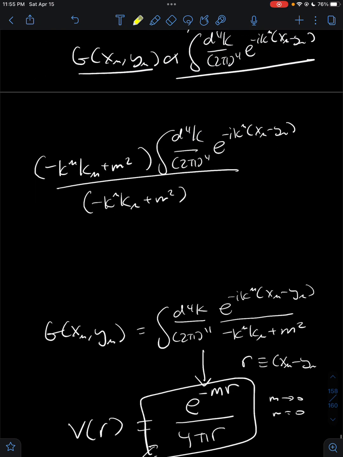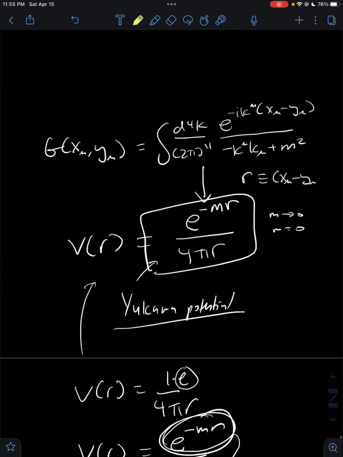So yeah, that's pretty much it for today's video. In today's video, we talked about how to find the Green's function for the Klein-Gordon equation, what the Green's function is, and some of its implications.